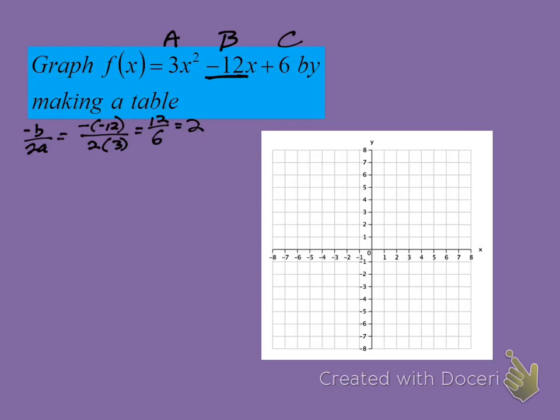Now, that is the x-coordinate of your vertex. To get that point, we need to find the y. Anybody got any idea how we might do that?